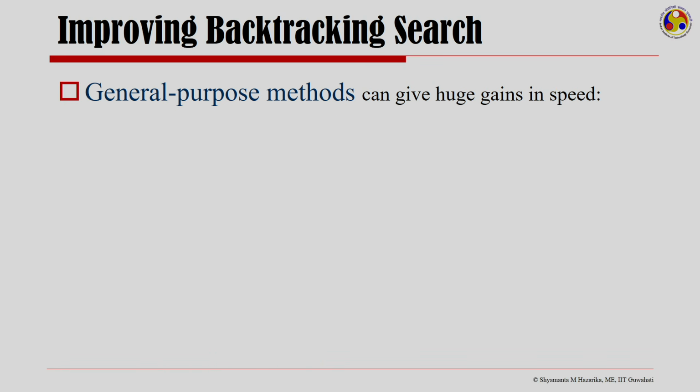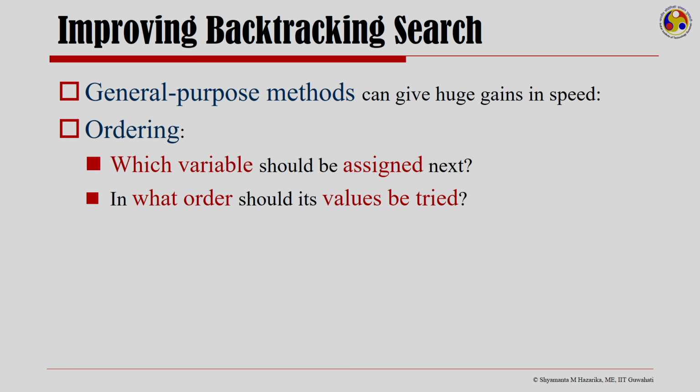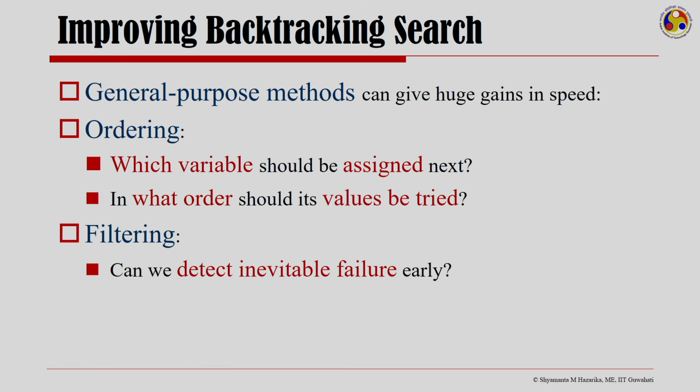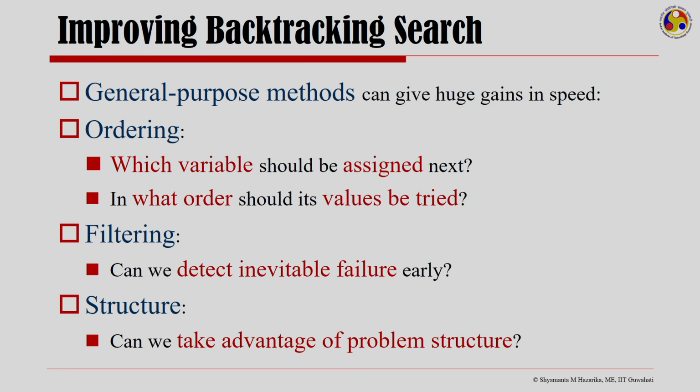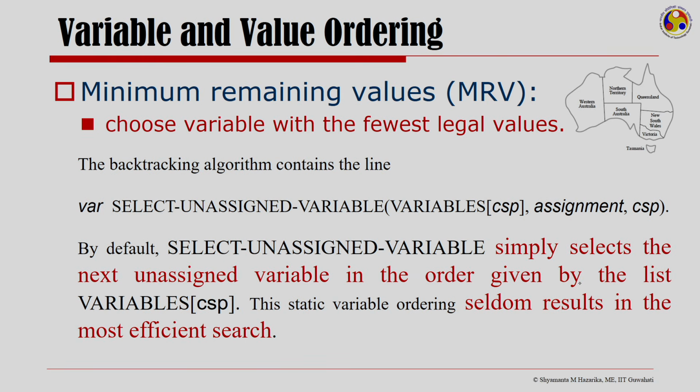General purpose methods can give huge gains in speed and in improvement of backtracking search. Ordering: which variable should be assigned next, and in what order should its values be tried? Filtering: can we detect inevitable failures early? Structure: can we take advantage of the problem structure? These can lead to improving backtracking search. Let us now look at the variable and value ordering heuristics.